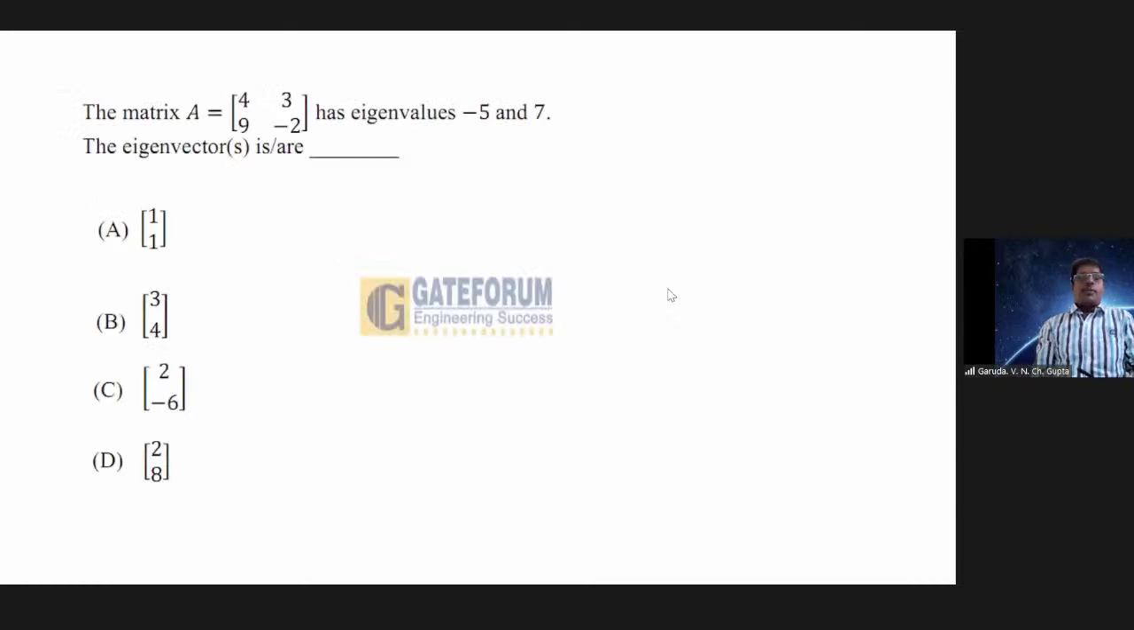Now, this question is from matrices, linear algebra. The matrix A is equal to [4, 3; 9, minus 2] has eigenvalues minus 5 and 7. The eigenvector is. So you can find the eigenvectors by the options method or by the original procedure method.